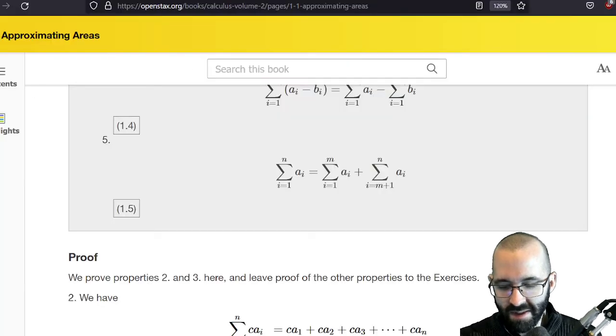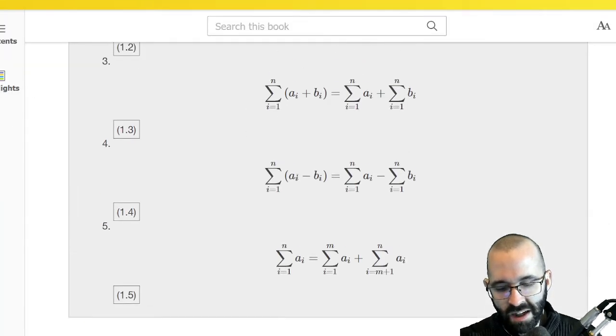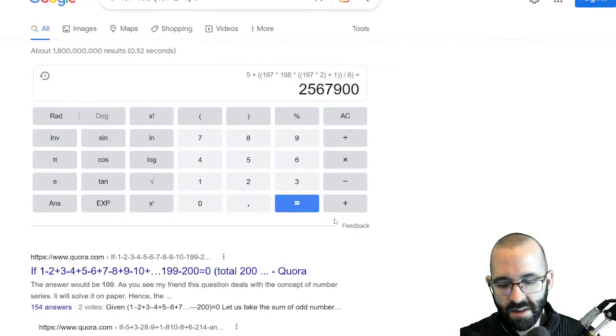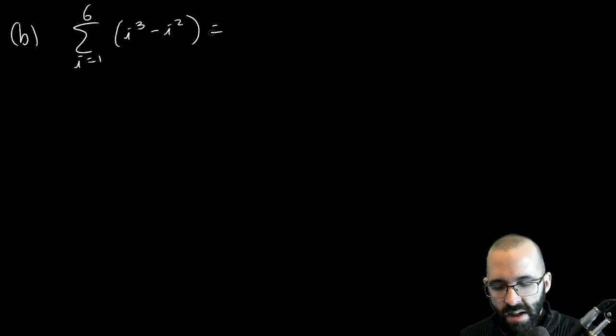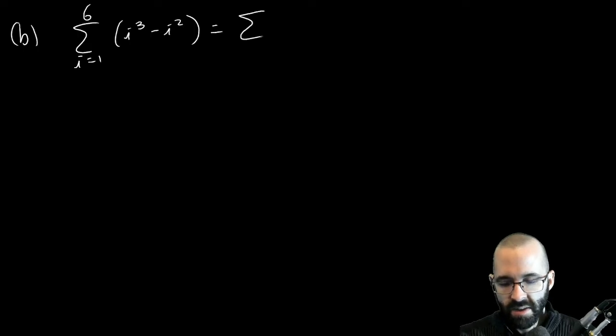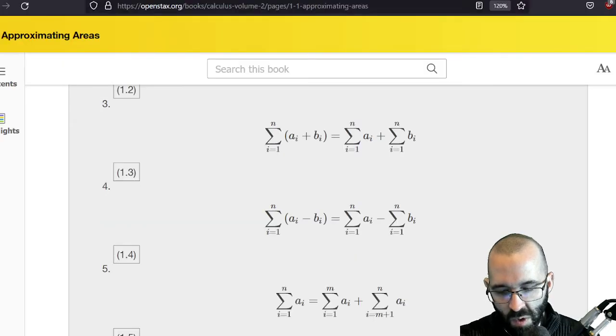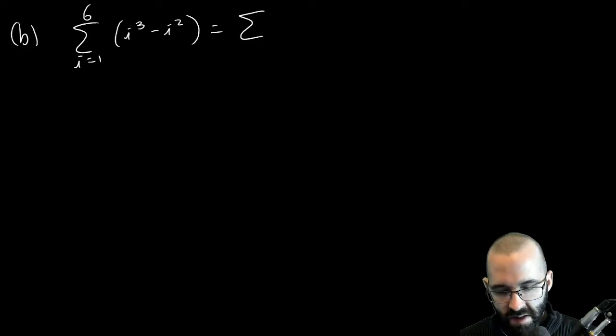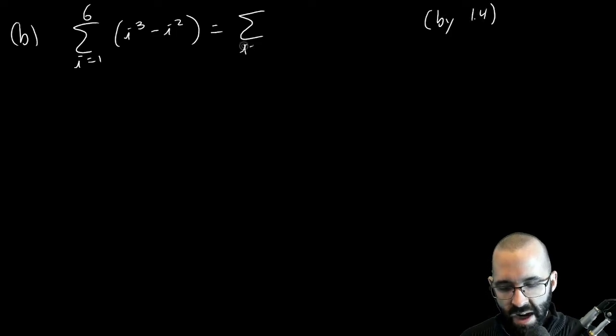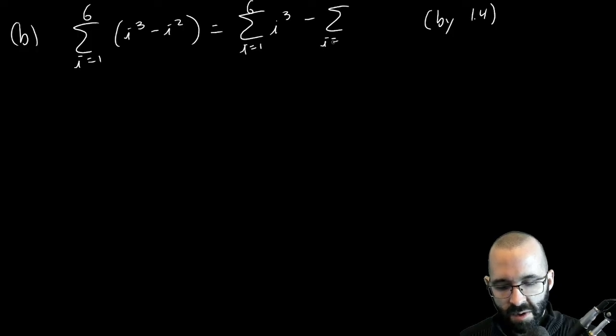Let's use those properties that I ran away from. These properties over here, that if you have subtraction, you can just subtract the sums individually. So by that property, property 1.4, that's going to be the sum from i equals 1 to 6 of i cubed minus the sum from i equals 1 to 6 of i squared.